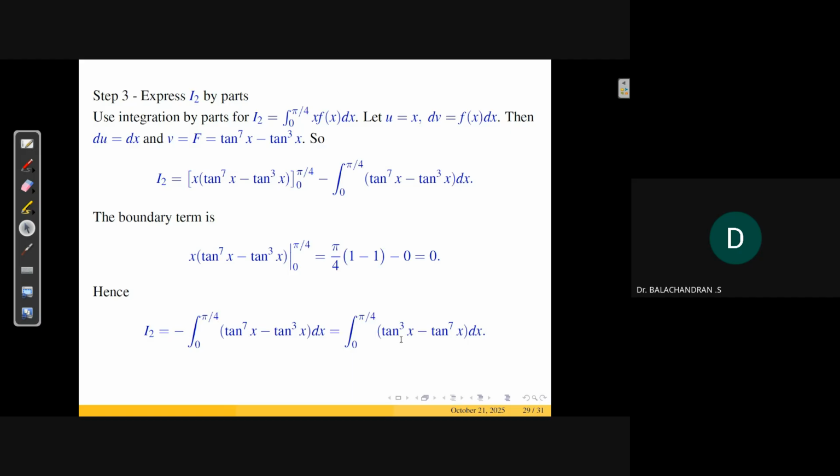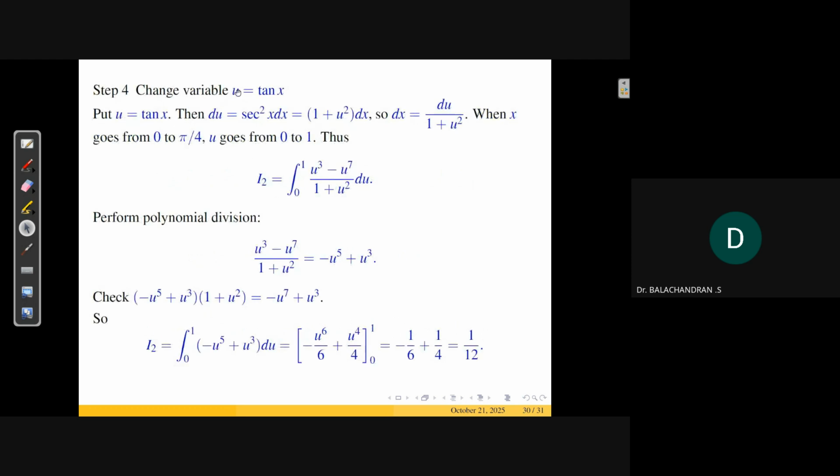Let us take u equal to tan x. So u is equal to tan x, then du is equal to what? Secant square x dx. You can write secant square x as 1 plus tan square x, but tan square x is what? u square. So that's why 1 plus u square into dx. From this, dx is equal to du divided by 1 plus u square.